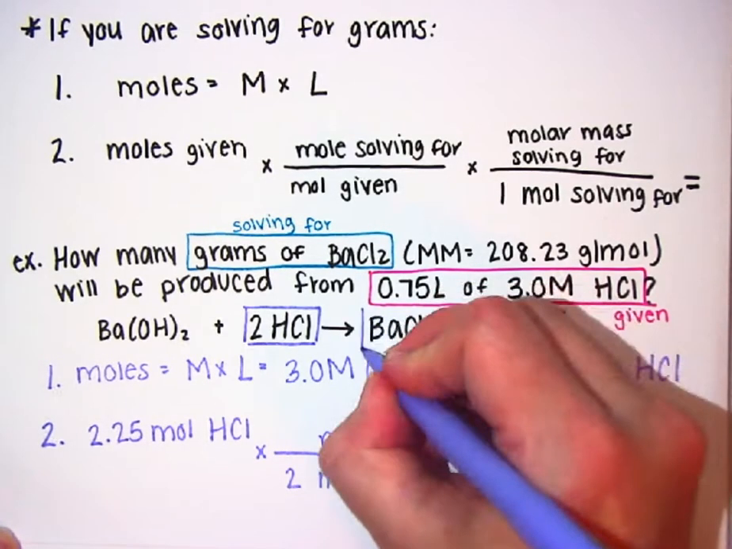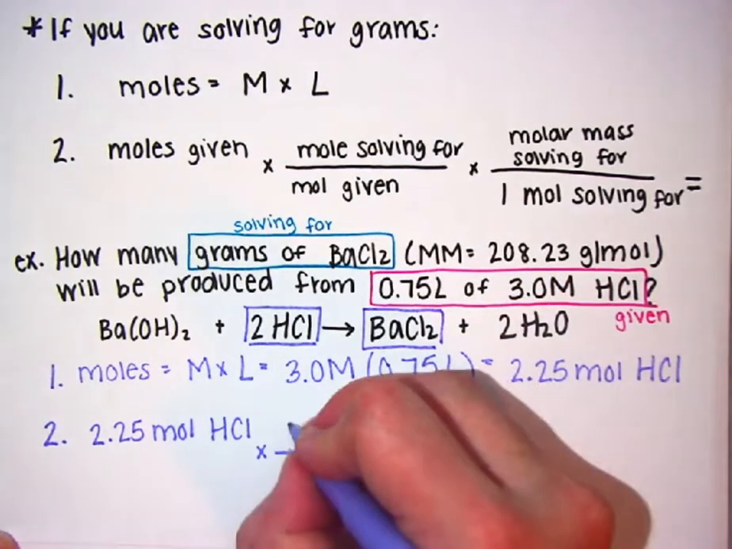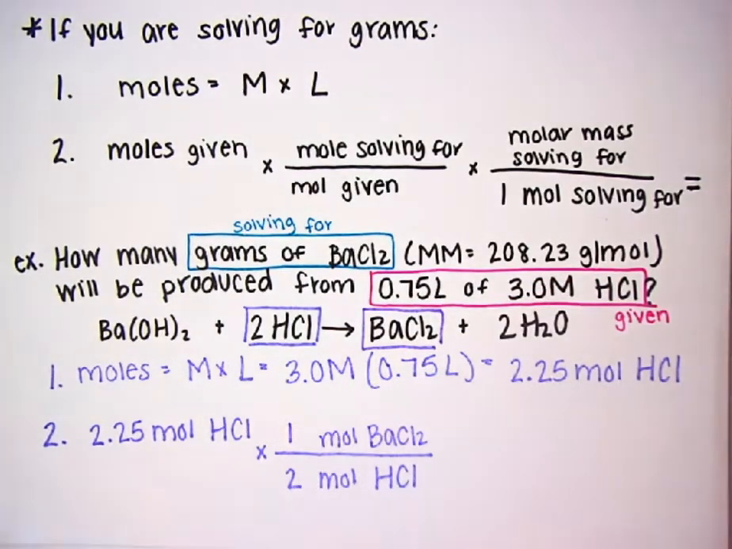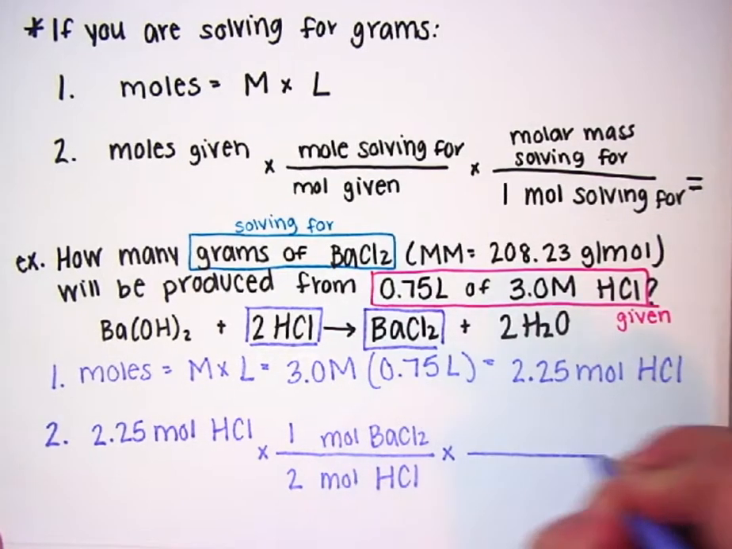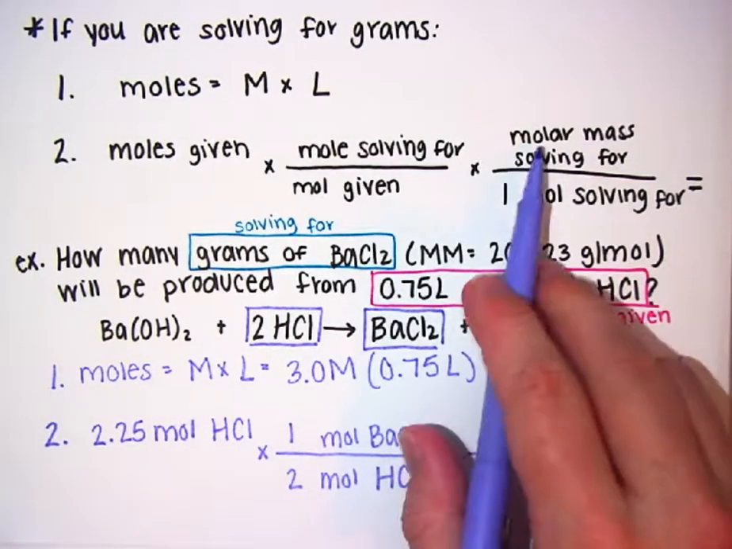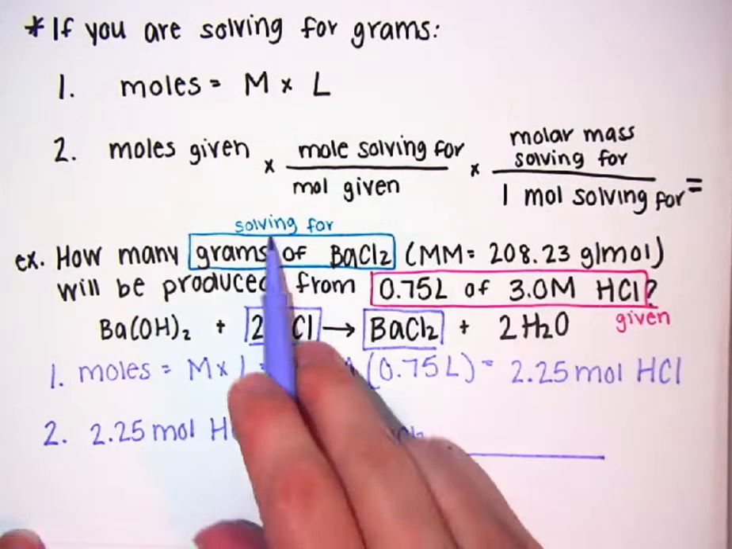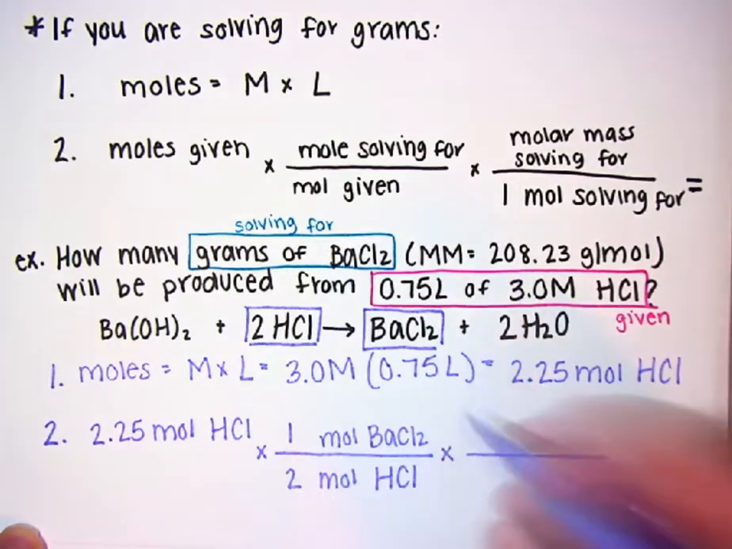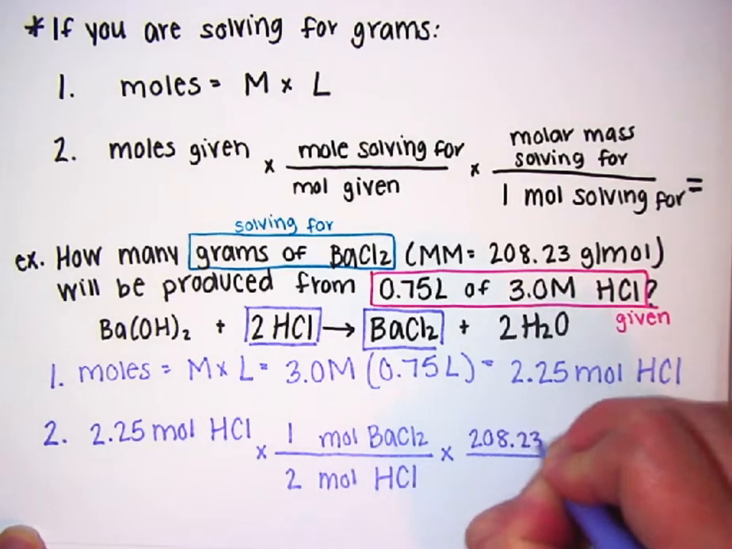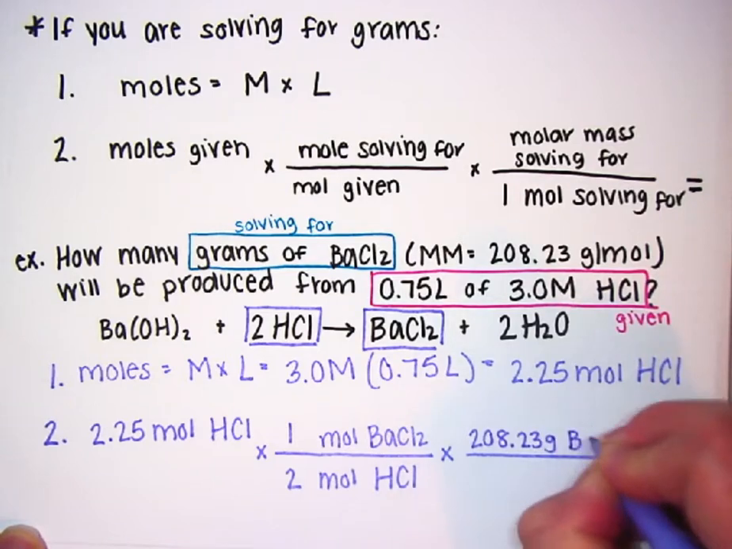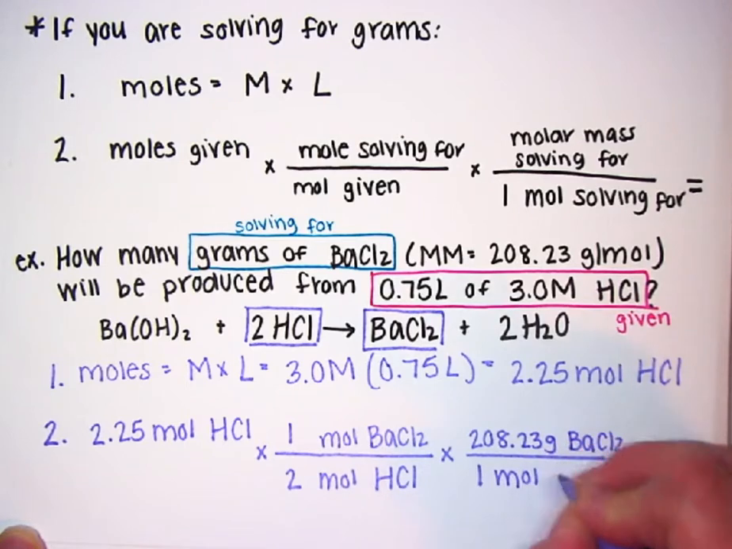Again, I'm going to go to my balanced reaction. Barium chloride does not have a coefficient, so it's just going to be 1. Next step. Numerator is molar mass of what we're solving for. I'm solving for barium chloride. It has a molar mass of 208.23 grams per every 1 mole.